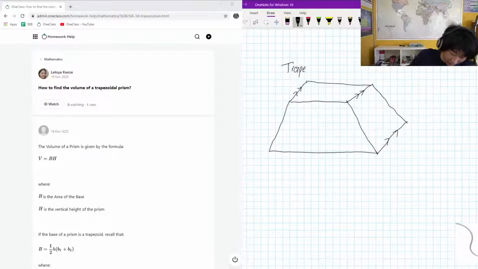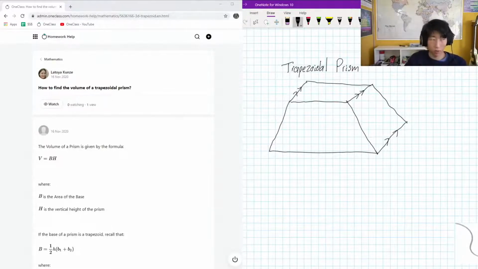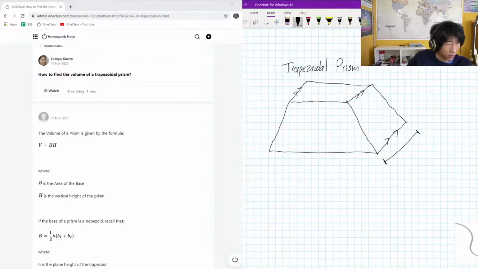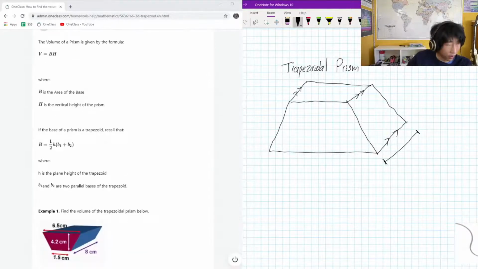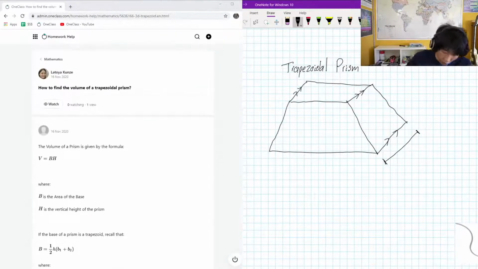This is a trapezoidal prism. Okay, so some of the things that we're going to need to know is this distance over here. This is kind of the thickness of it. So let's see what they call it here. It's going to be the width that they use, I think. Okay, so let's call this the width, or big W.